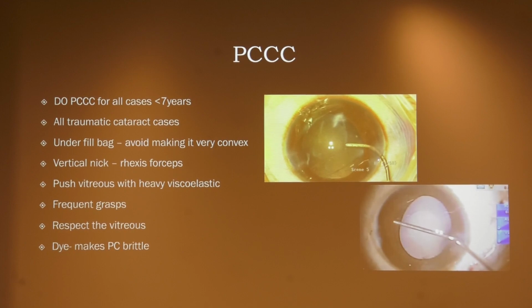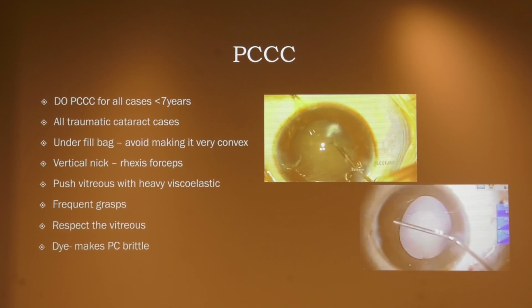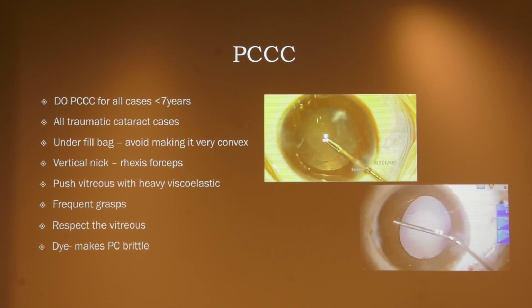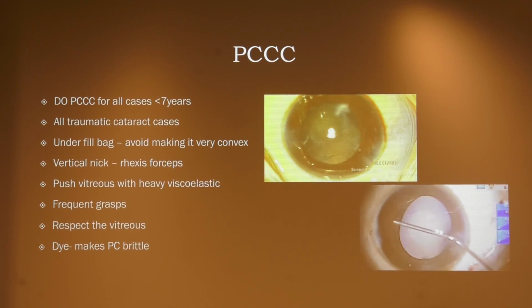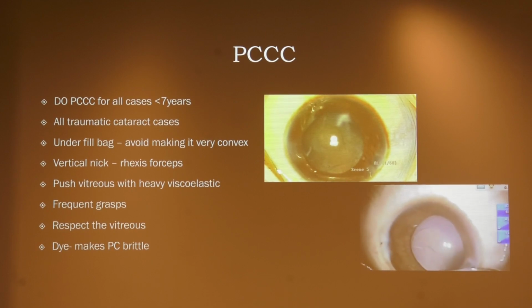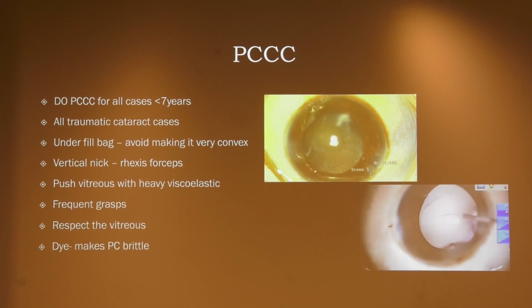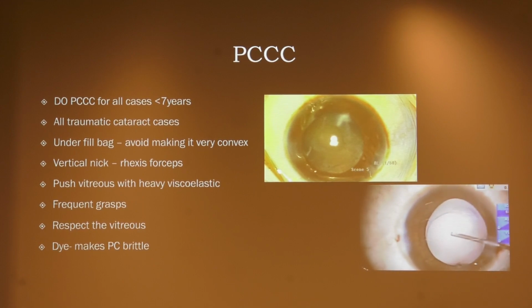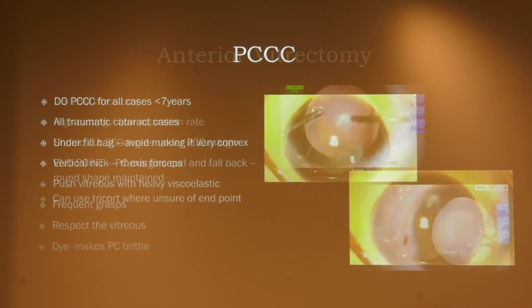PCCC for all cases under 7 years. I even do it for older children because it's very difficult to get them under the YAG laser later. So underfill the bag, let the PC come up a little bit, take a vertical nick, and then use your capsulorhexis forceps. Then you can push a bit of viscoelastic in the Berger's space so that you have better control and you can make the posterior capsulorhexis complete.